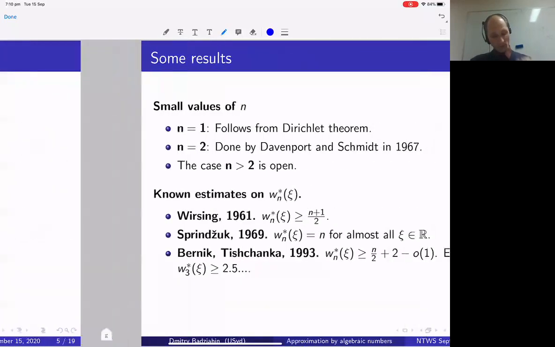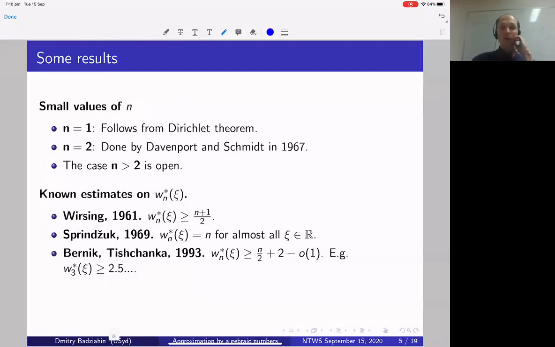Then later, Bernik and Tishchenko made some improvements to the lower bounds of Wirsing. Namely, in 1993, they showed that w_n star of psi is at least n/2 + 2 minus something which tends to zero as n tends to infinity. So they have a precise formula, but it doesn't matter. It's quite technical, right? But what does matter is that we still have n/2 here. So the asymptotics is still n/2, but we win a little bit with a constant.